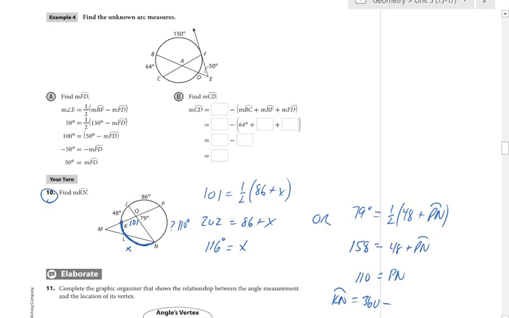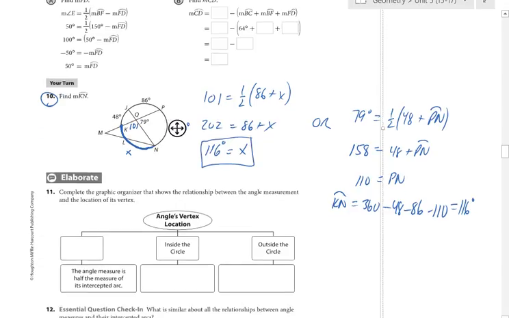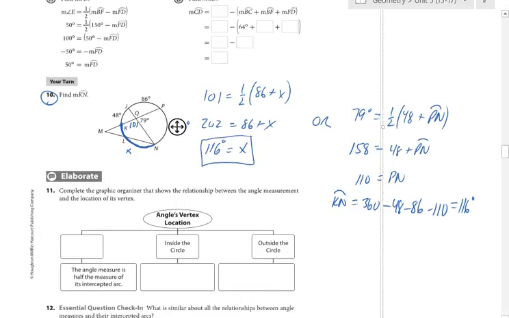is 360 minus 48 minus 86 minus 110, and I think that'll work out the same. Yeah, that gives you 116 also. Okay, so either way, and there might be other ways also, get X equals 116. Any questions on those? Okay, how about questions on last night's homework?